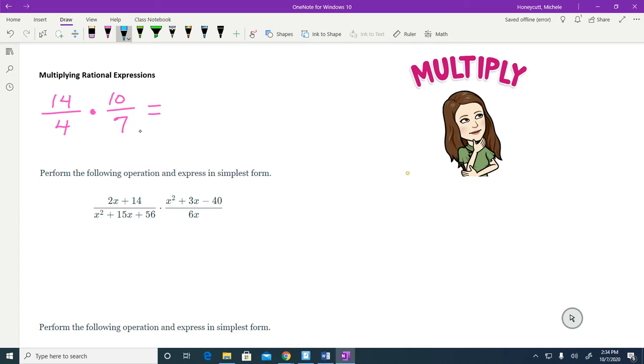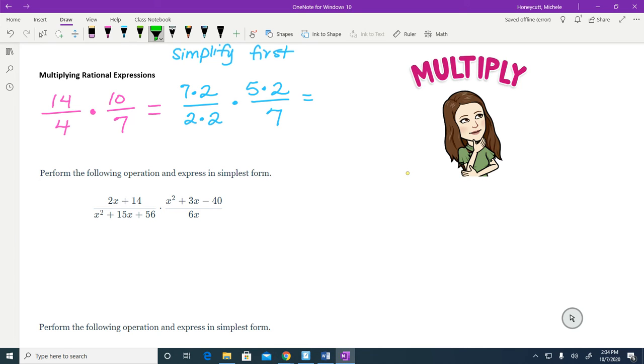Instead of multiplying first, another way you can multiply fractions is if you simplify first. By simplify, I mean simplify the whole problem. So I'm going to factor 14 over 4 to be 7 times 2 over 2 times 2, because 7 times 2 is the same as 14. Times 10, I'm going to factor that to 5 times 2, and 7 is prime, so I'm going to leave it as 7.